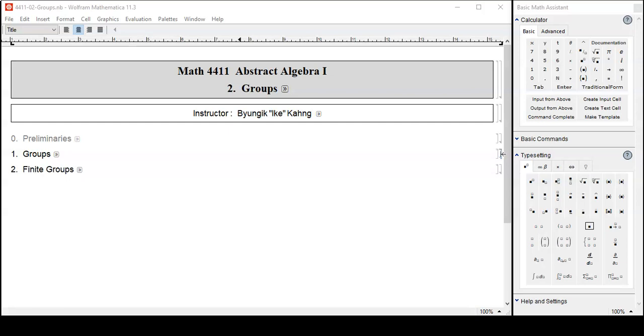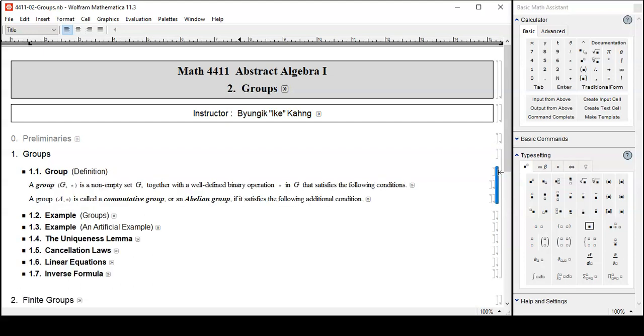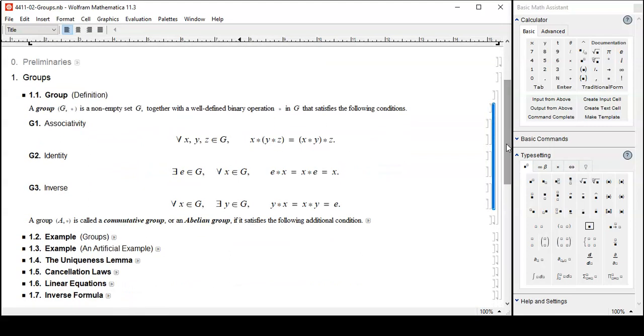And that begins from the definition, of course, right here. A group is a non-empty set equipped with a well-defined binary operation that satisfies these three conditions. Number 1, associativity. Number 2, identity. And number 3, inverse. If you have these three, then you have a group.